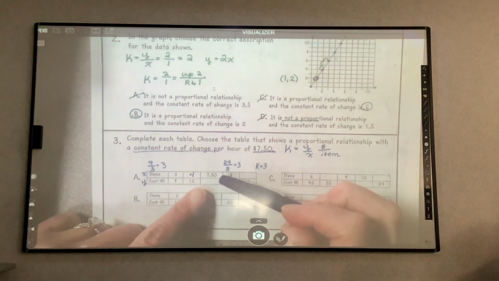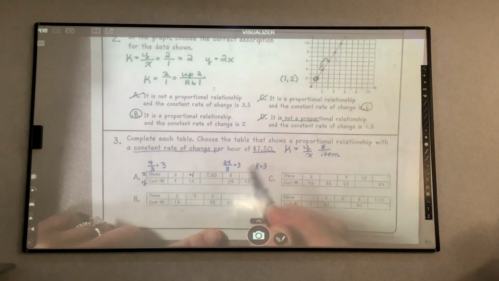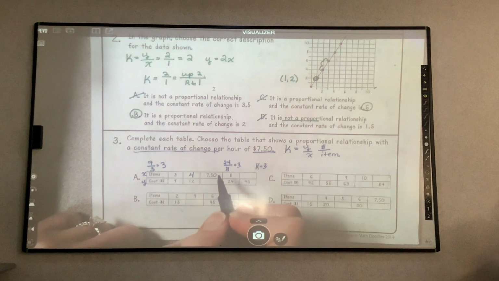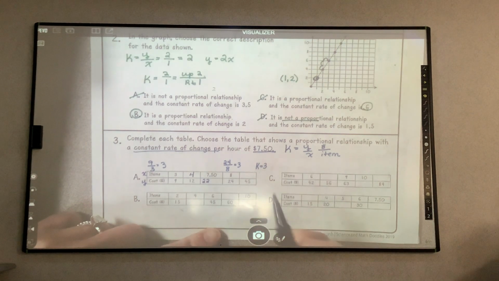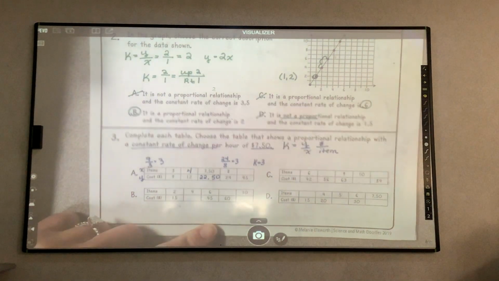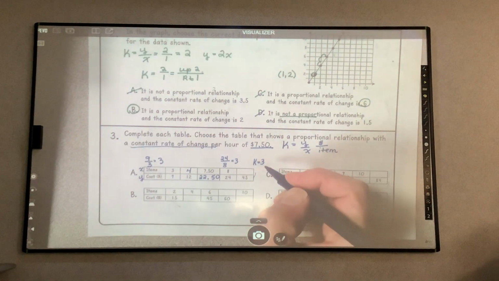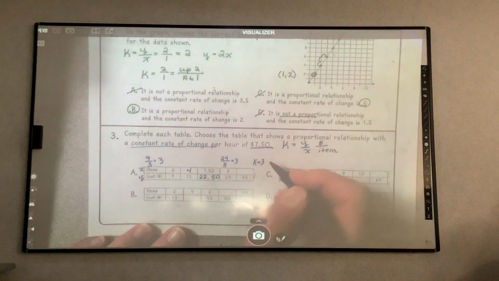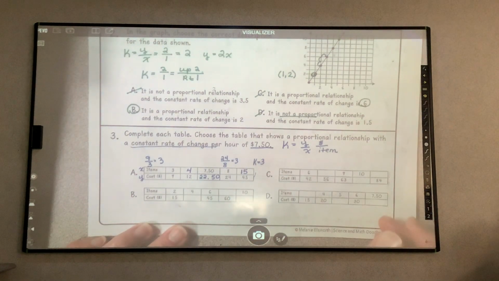What do I do with the 750? Instead of dividing, I'm going to multiply it by 4. 750 times 4 is, times 3, sorry, it's 2250. And then 45, we're going the other way, we're going to divide by 3, and 45 divided by 3 is 15. So that's how you fill in a chart.